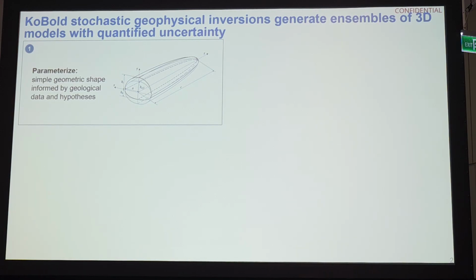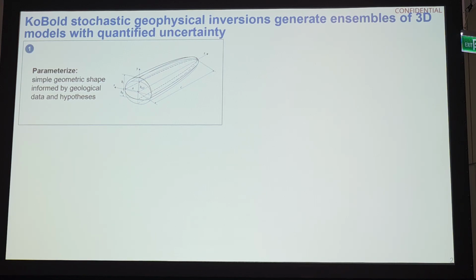So when we do inversions at Cobalt, we never do the one optimal, smooth model, pretty inversion. We just don't use that tooling. What we like to do instead is these stochastic inversions that allow us to probabilistically generate many models that all fit the data equally well.